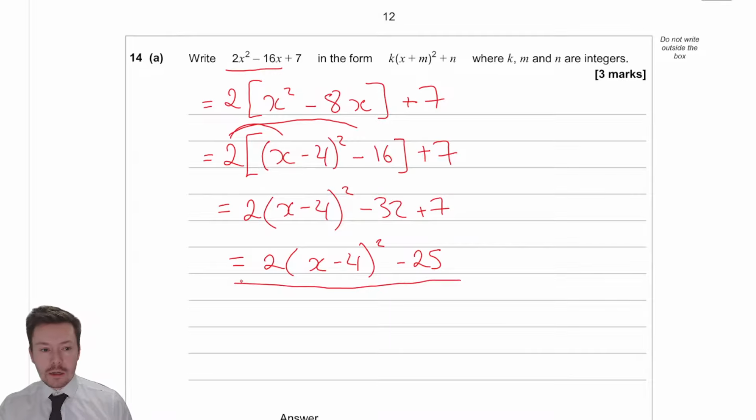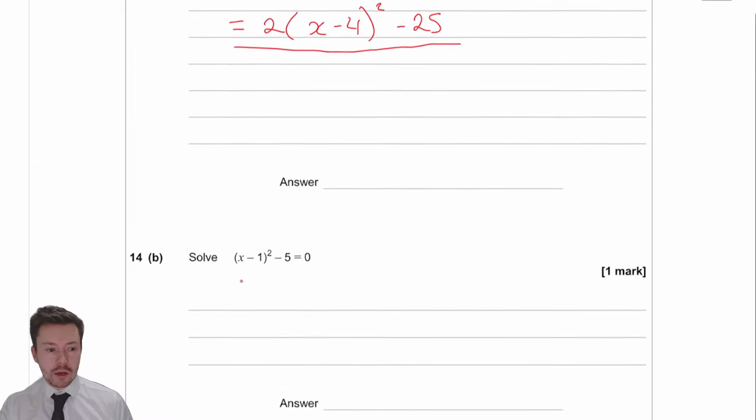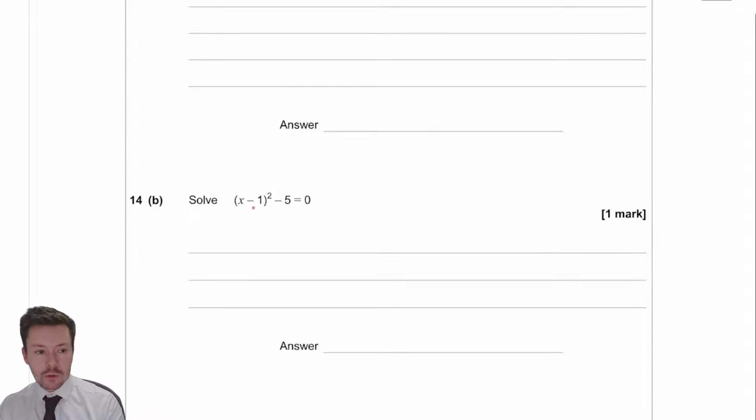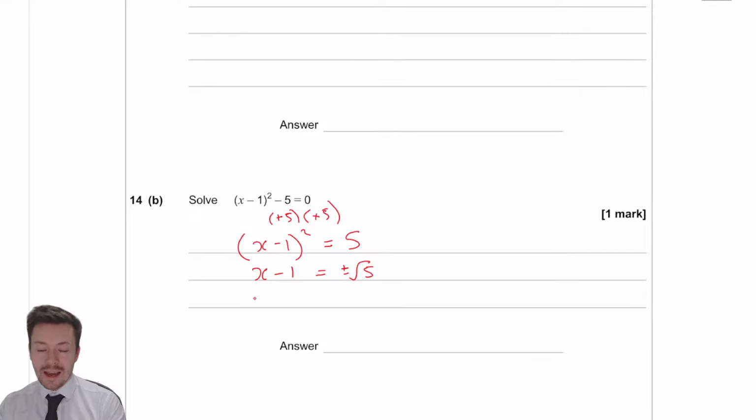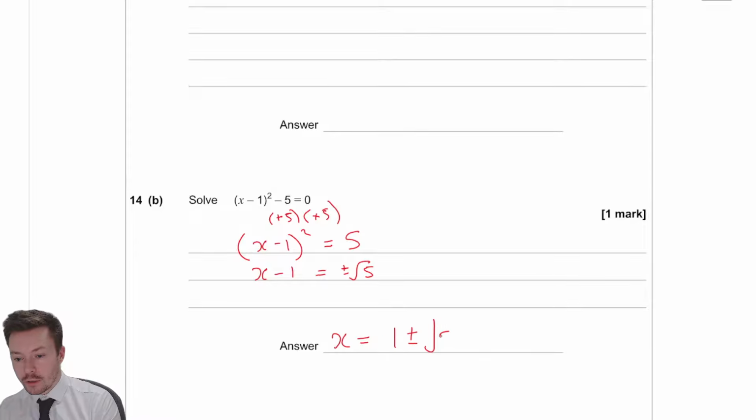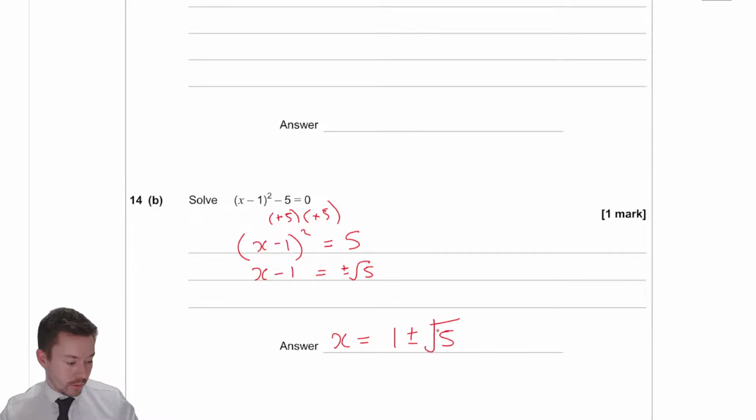Like I say, that's a very typical, relatively straightforward question. Next one is this one, solving x minus 1 all squared minus 5 is 0. Add 5 to both sides. We get x minus 1 squared is equal to 5. Square root both sides. We're going to get x minus 1 is equal to plus or minus the square root of 5. And then we add 1 to both sides and we get x is equal to 1 plus or minus root 5. Okay.